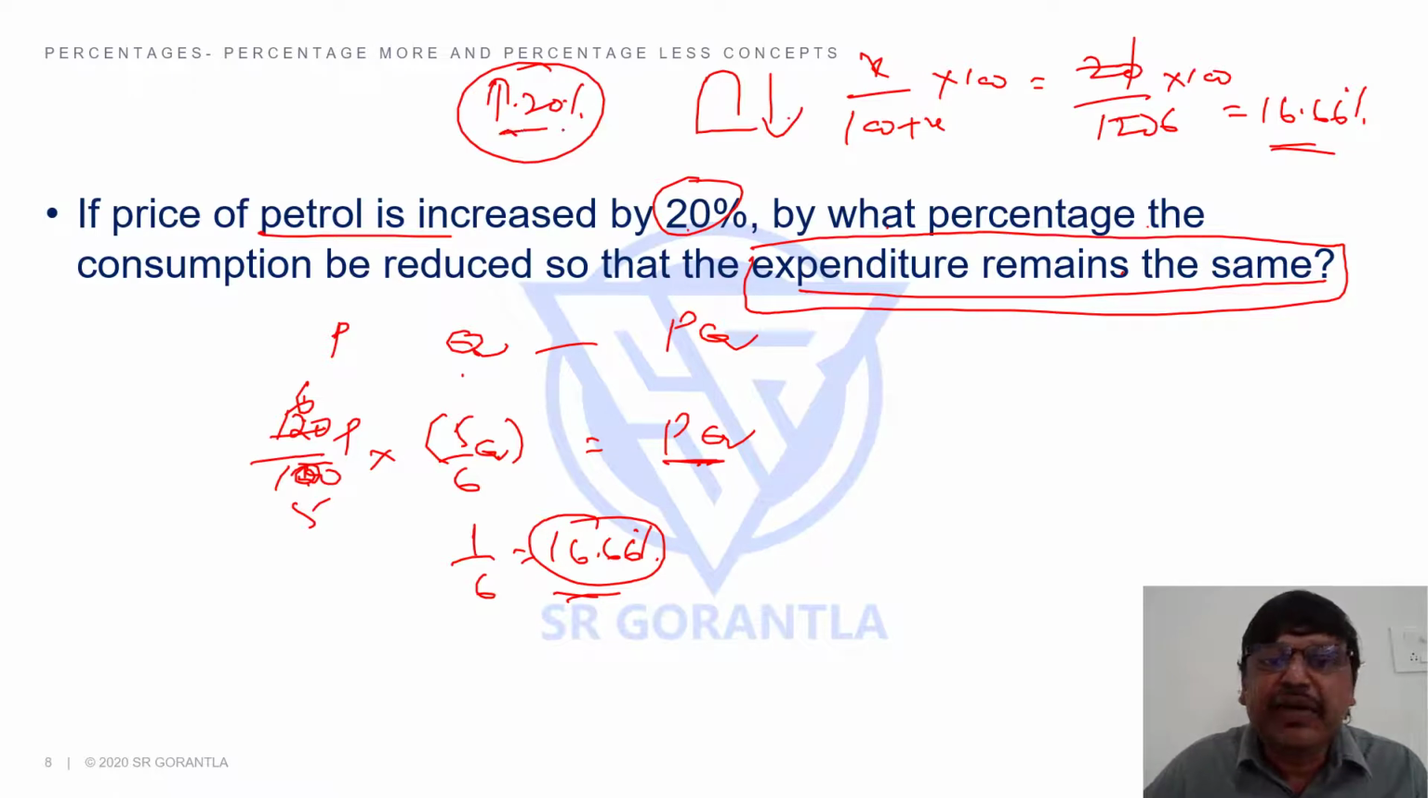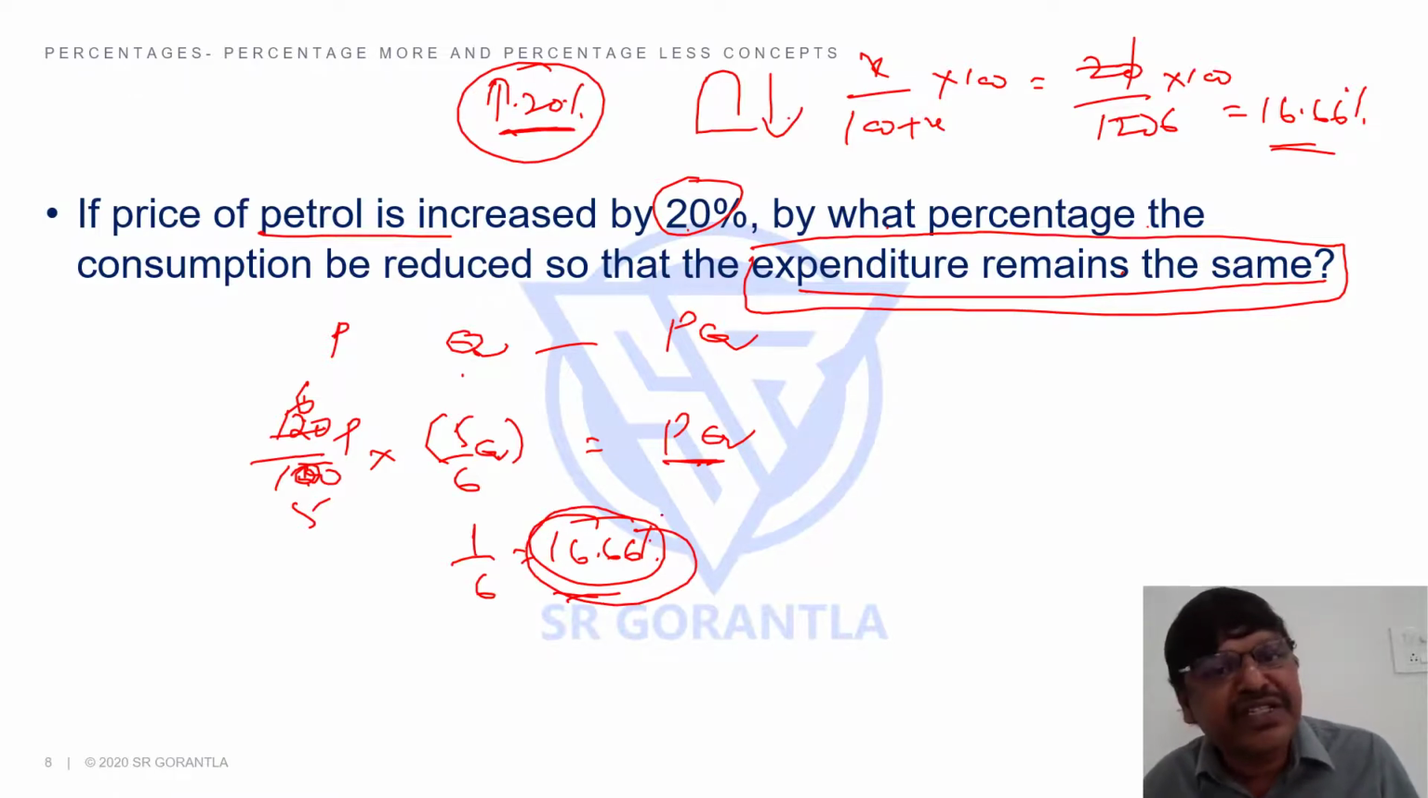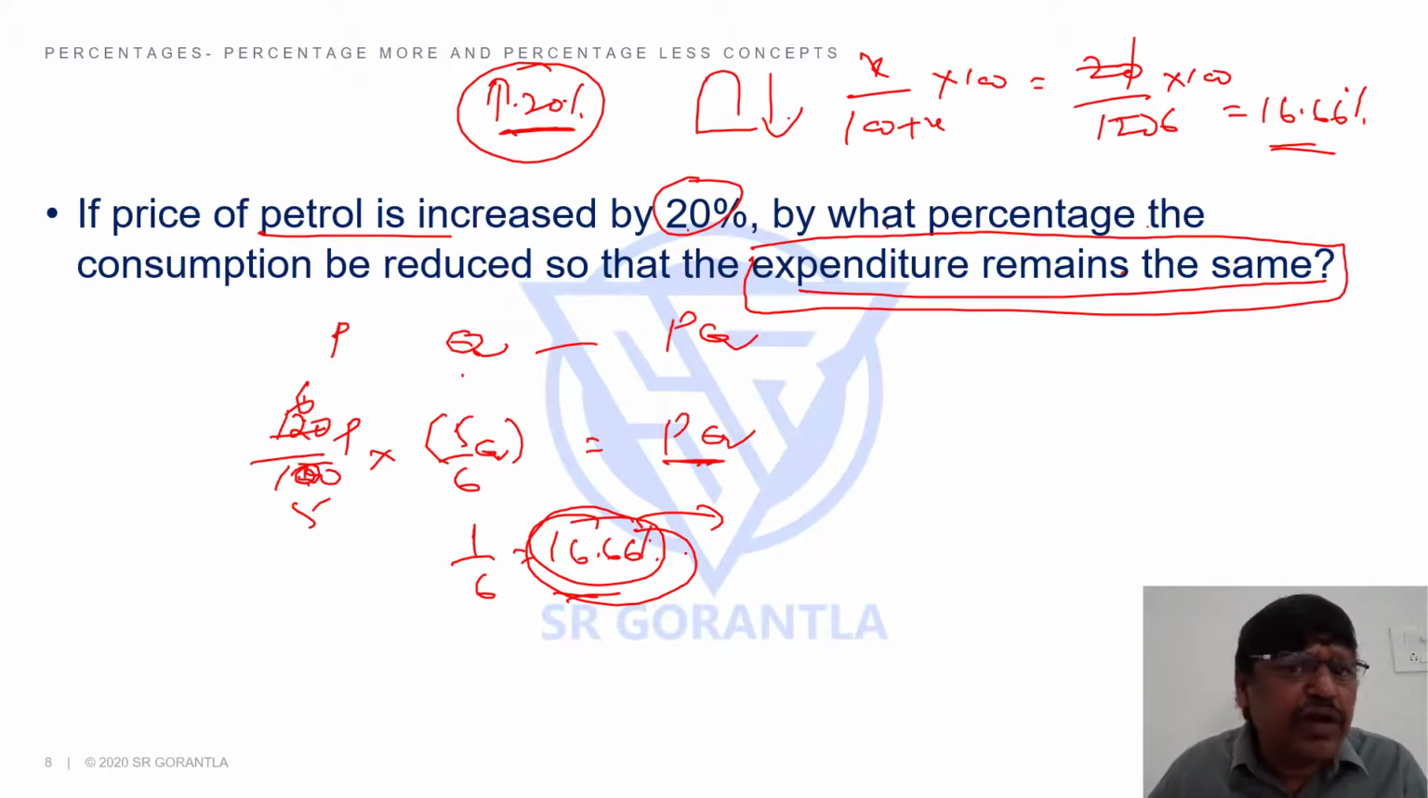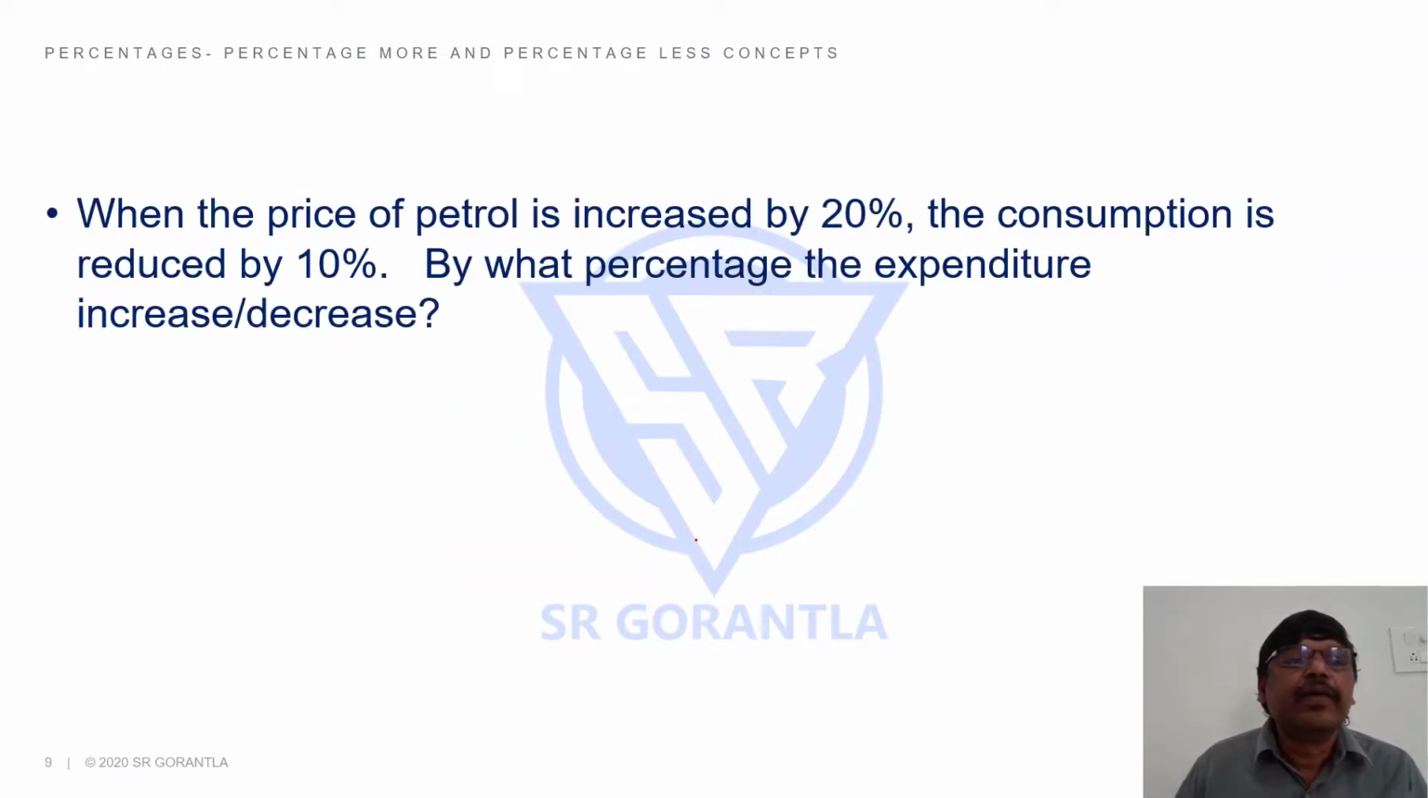When the price is increasing by 20%, when you reduce the quantity by 16.66% only, the expenditure will remain same. Suppose if you are reducing it only by 10%, what happens? The expenditure will change. How much it will change? How do we answer such questions? Let's see. When the price of petrol is increased by 20%, the consumption is reduced only by 10%. By what percent the expenditure will increase or decrease? Now expenditure cannot remain same, it will change. How much percent? How we answer? Again the same three approaches.